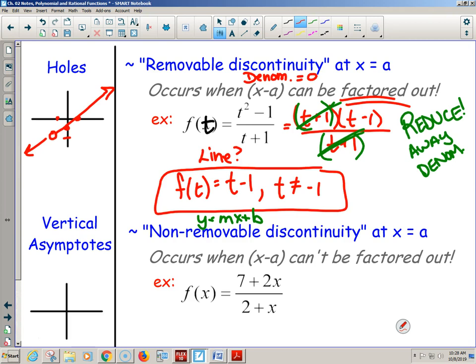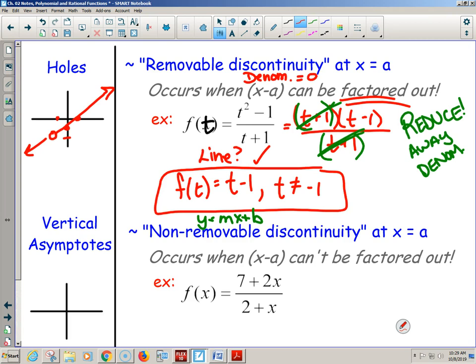Ooh, that was a really important comment. Did you guys catch it? Whenever the denominator can be factored away, the remaining function is just whatever results from the division with a hole. So was that guy a line? Yes. Did I expect you to know that walking in today? No. But do you see it now?